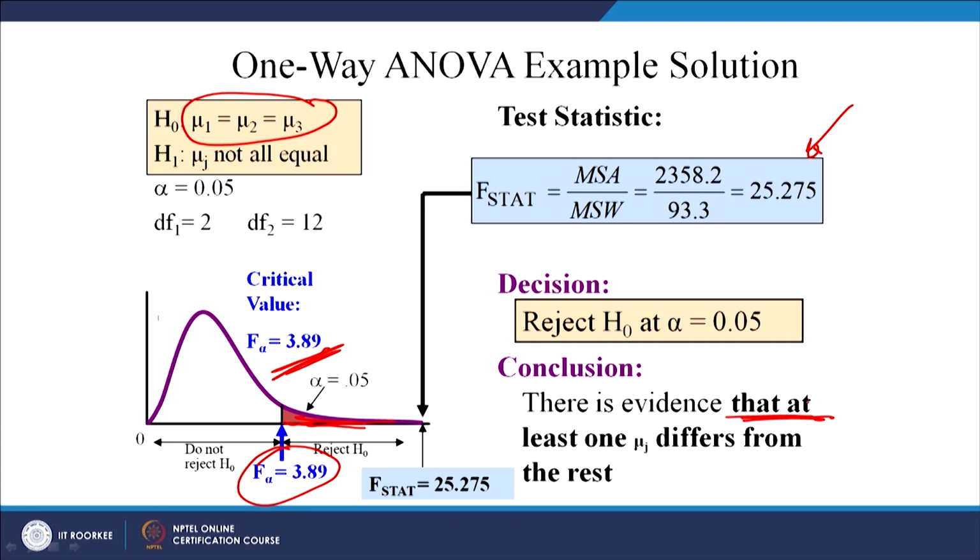ANOVA tells only whether there is a significant difference amongst means or not, and then there are different methods available to check which two means, which three means, which four means are not same, or which means are different from each other, right. So, the conclusion is there is evidence that at least one mean differs from the rest of the means, okay.